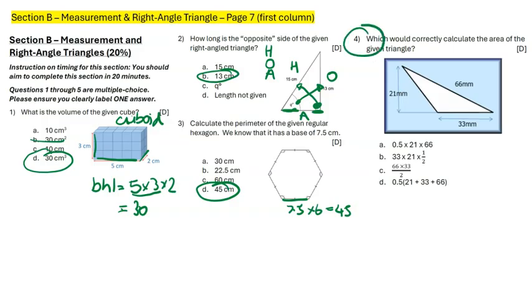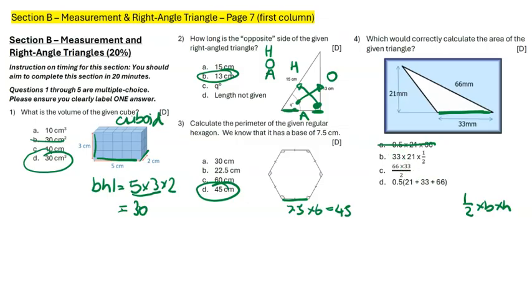On to number 4 now, which would correctly calculate the area of the given triangle. Just a reminder, the area of a triangle is always 1/2 times base times height. That's in your formula sheet if you ever need to double check that in the exam. The first thing to note is the base of this triangle is 33. So anything without 33 in, we can just disregard. A doesn't have 33 in, so that's gone. The others all have 33, so they could all be valid answers.